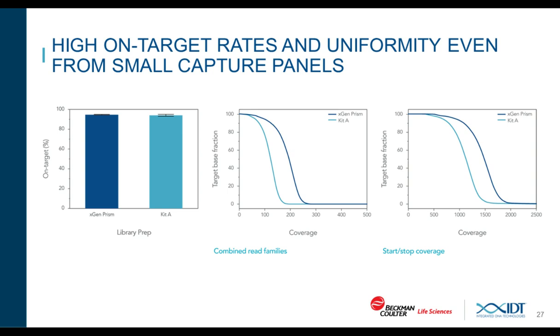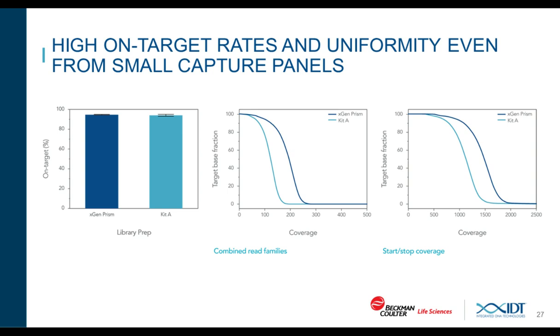Okay, high on target rates and uniformity, even from small capture panels, such as our 61 kb xGen lockdown probe panel. Using the graph farthest on the left, you see that it gets high on target for both library prep kits, xGen Prism and Kit A. However, moving on to the middle graph, it's comparing coverage using combined read families.